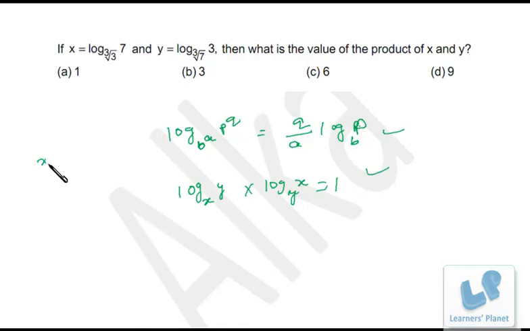Now x is what? Log of, this is cube root of 3. So x is equal to, this is cube root of 3, so that will be 3 log 7 to the base 3. Similarly, y will be, this is cube root of 7, so that will be 3 log 3 to the base 7. Now we have to multiply. So 3 into 3, 9, log 7 to the base 3 and log 3 to the base 7. So this property will be used. So 3 into 3, 9 into 1 will be just getting 9.